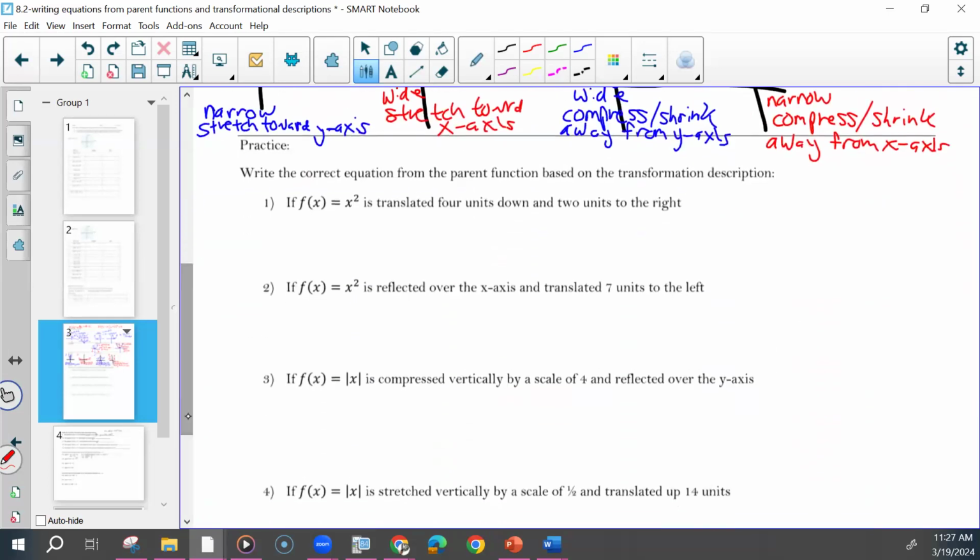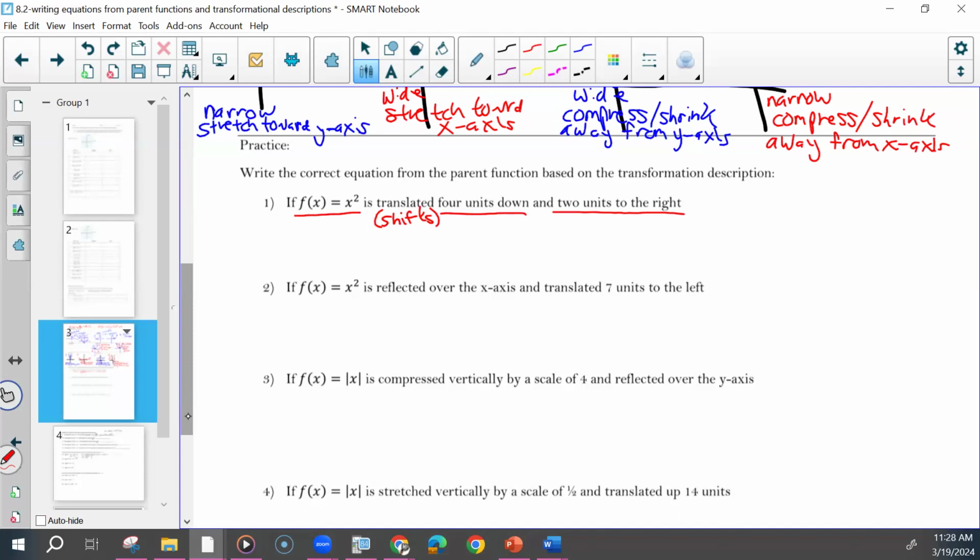So let's look at number one. If f of x equals x squared, so that's telling you what the parent function is, translated 4 units down and 2 units to the right. We have to write the equation that matches that. So they're always going to tell you what that parent function is. That's going to be our base. What would it look like? And then we have to look at whatever else is given. It's translated. Remember that it's shifts. 4 units down and 2 units to the right.